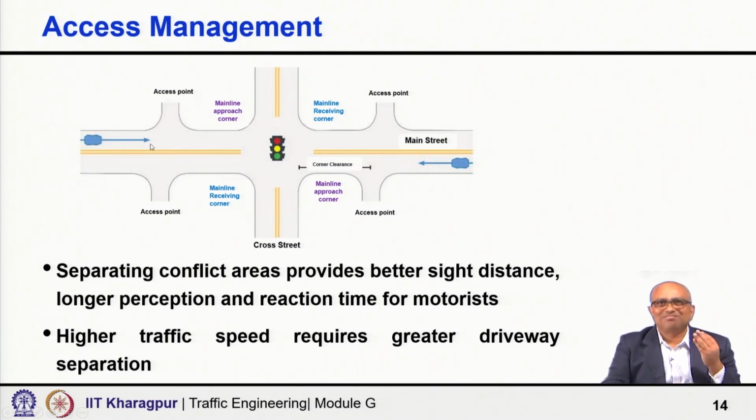Here I have shown in a sketch, separate conflict areas provide better sight distance if you are able to do that, and longer perception and reaction time for motorists. So, obviously, the safety will be better. Higher speed requires greater driveway separation, because anyhow every parameter you calculate everything depends on that speed. So, obviously, higher speed will require greater driveway separation.